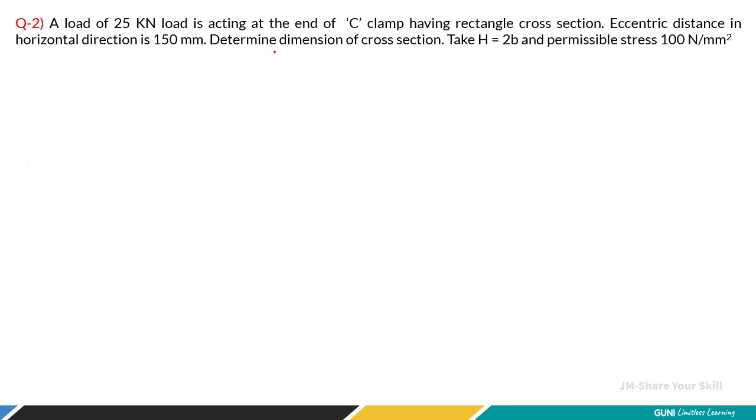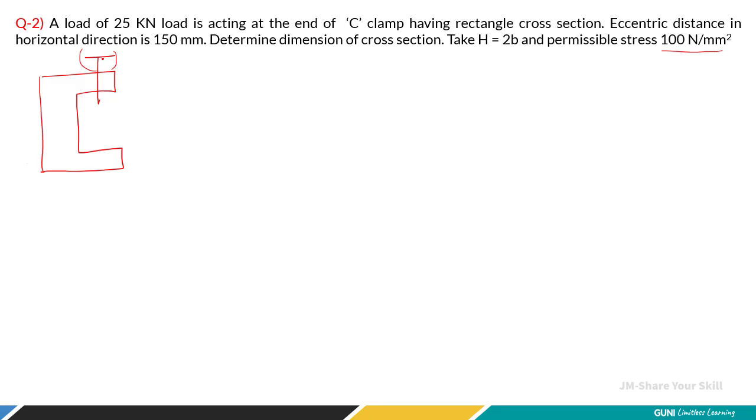Determine the dimensions of the cross section. The height is given as 2 times its width, and the permissible stress is given as 100 Newton per mm square. So let's first draw a sketch of the C clamp. Okay, now you understand how it works.